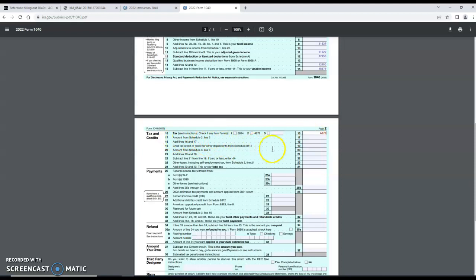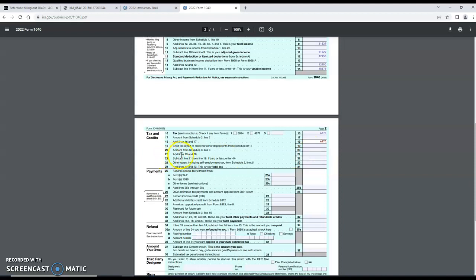Okay, line 17, amount from Schedule 2. Those are additional taxes. We'll talk about those in the future. Line 18, add lines 16 and 17, 6,370 and 0 is 6,370. Line 19 is a child tax credit. He doesn't have any children, so there is no child tax credit. And line 20 is amount from Schedule 3. These are some other credits besides the child tax credit that he might have. And we have a whole chapter on credits. We'll talk about those in the future. So he doesn't have any of those either.